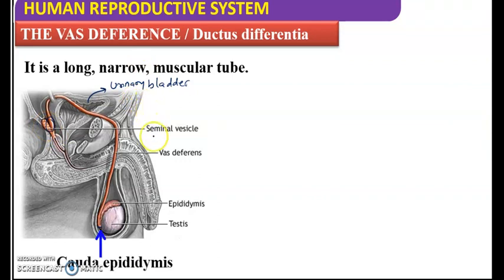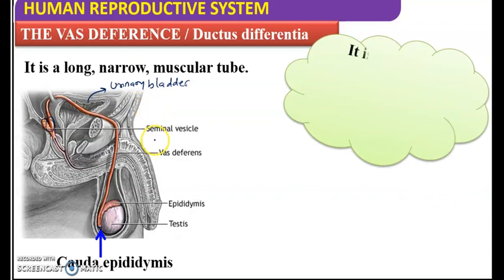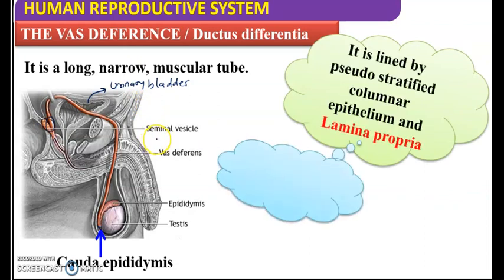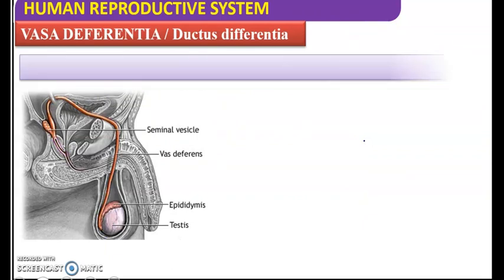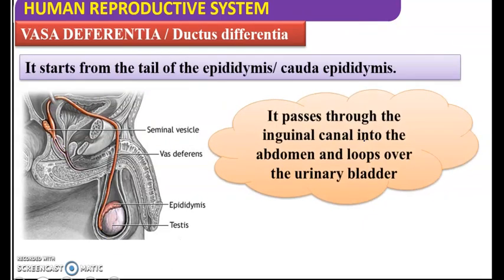Okay, so it starts from the chorda epididymis, as we have said, the tail region, and it is lined with pseudostratified columnar epithelium and lamina propria. What is lamina propria? It is nothing but an areolar connective tissue. So as we have discussed, it starts from the chorda epididymis, it passes through the inguinal canal. So here this is the inguinal canal, right?